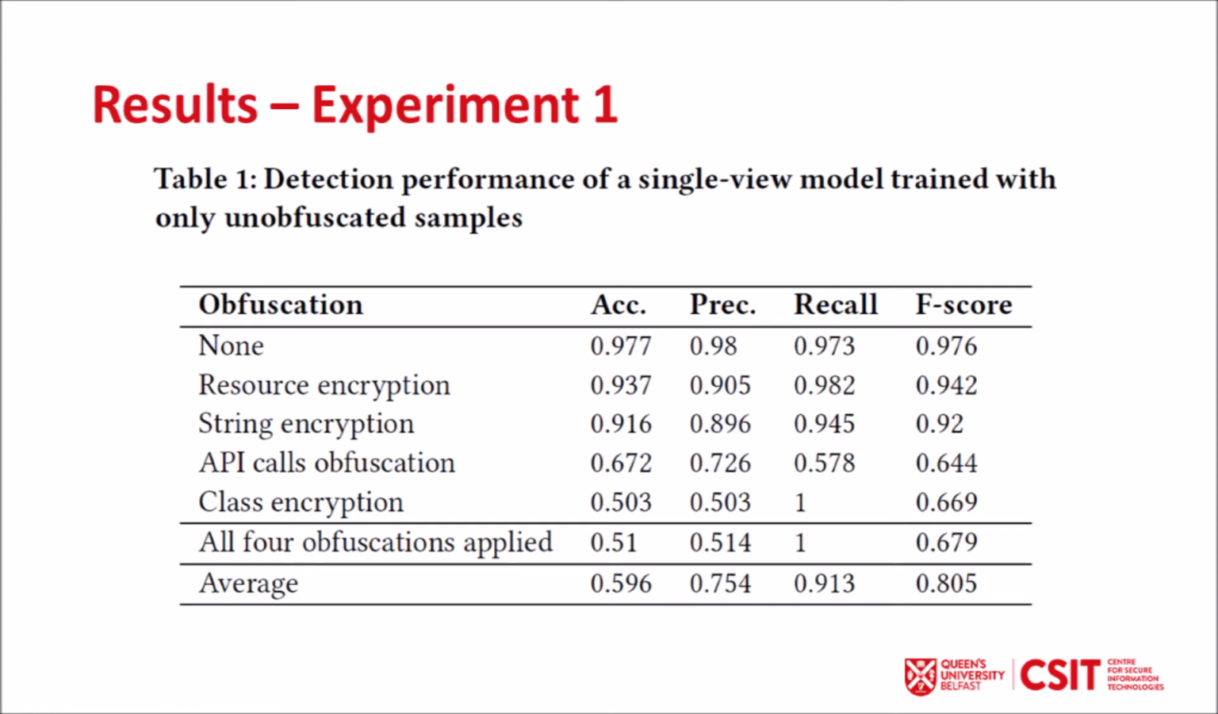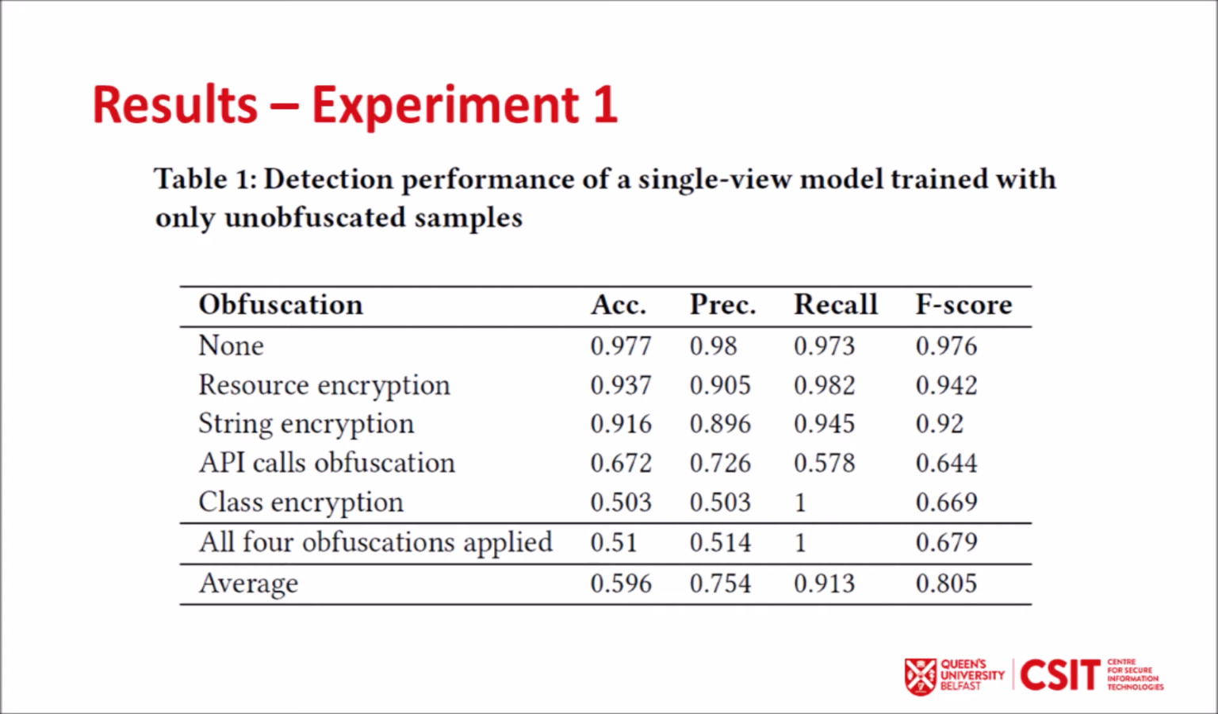Okay, moving on to our results then. First, we evaluate a single view model trained with only unobfuscated apps to give us our baselines. This single view model is just the opcode CNN. And for training, we use the training set of the original unobfuscated dataset. And the model is tested against the test set of that original unobfuscated dataset plus the test set of each obfuscation type.